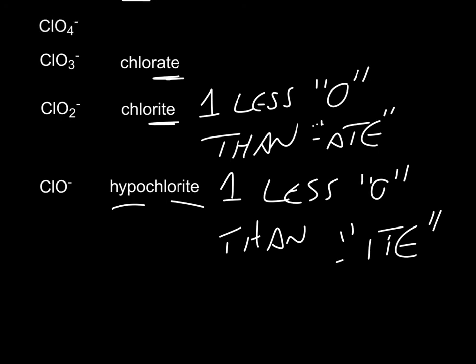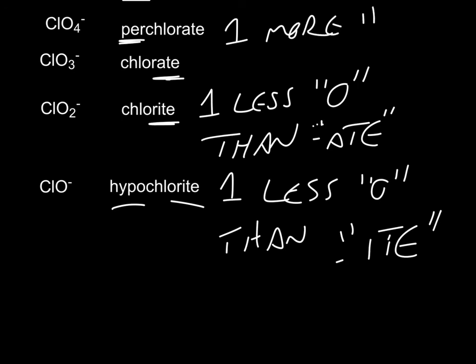The last one that shows up here is ClO4 minus. Now this is 1 more oxygen than chlorate. So this would be called perchlorate, and the per means 1 more oxygen than whatever the ate has. So chlorate is 3 O's, per means 1 more, so it would be ClO4.